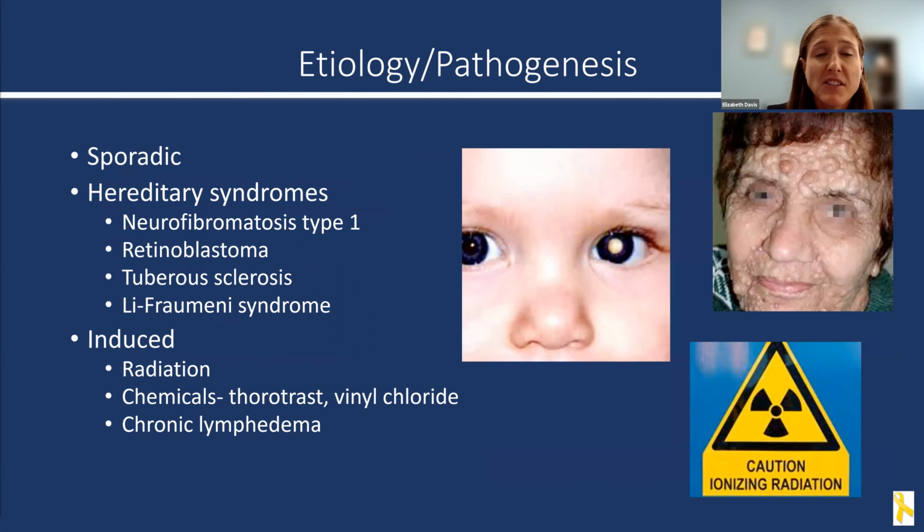When we think about the etiology of sarcomas, we know that the bulk of them occur sporadically. However, there are a handful of hereditary syndromes that predispose people to developing sarcomas, such as neurofibromatosis type 1, retinoblastoma, tuberous sclerosis, and Li-Fraumeni. There are also a variety of agents which can induce a sarcoma, such as radiation, certain chemicals, and chronic lymphedema, also known as Stewart-Treves syndrome.